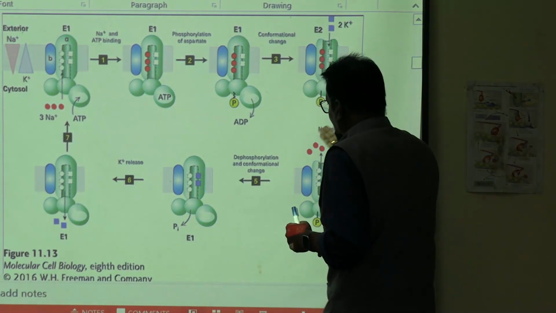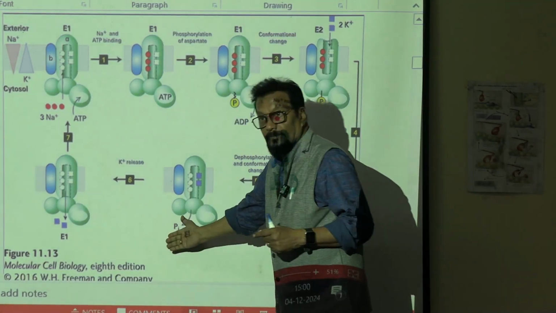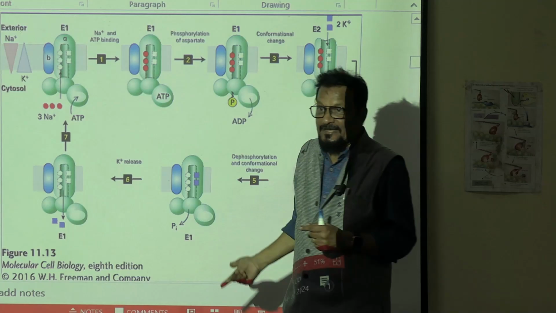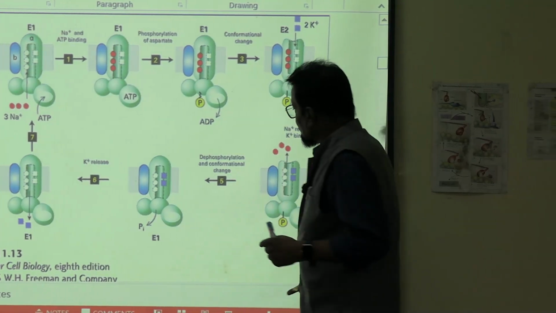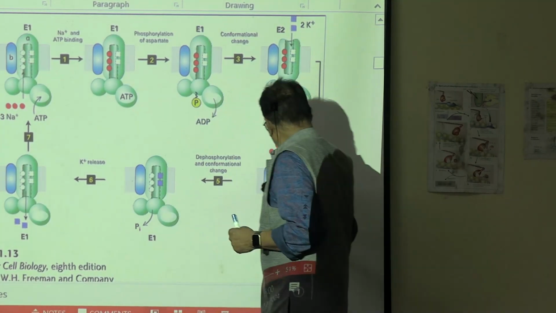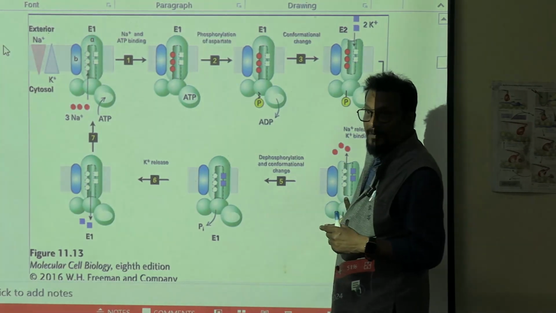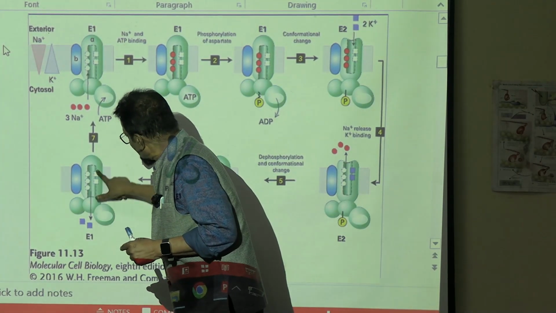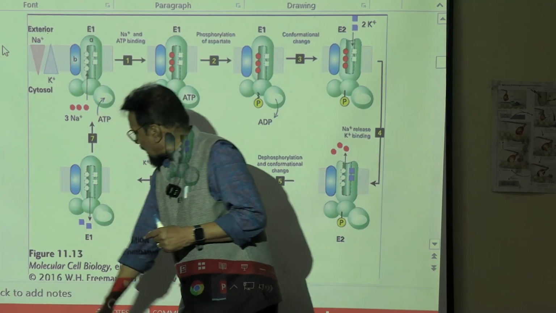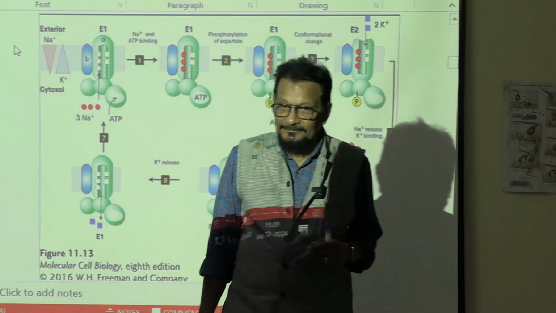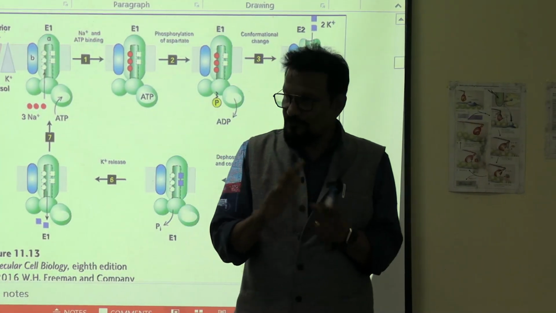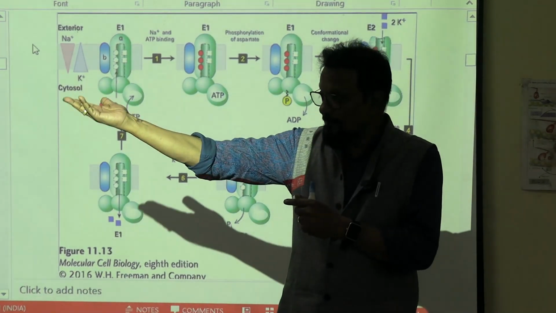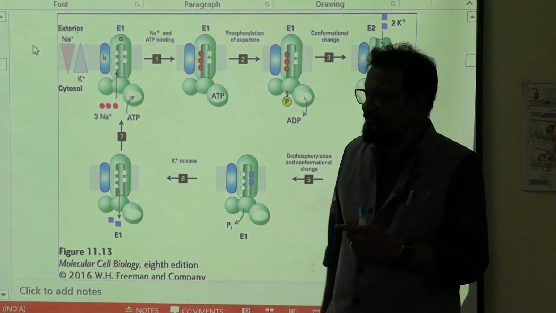And when dephosphorylation is done, there will again be a conformational change in the molecule so that this gate will be opened. Now, because of opening of these two gates, these two potassium ions will be coming back. So this way, phosphorylation and dephosphorylation help transfer of sodium ion and potassium ion.